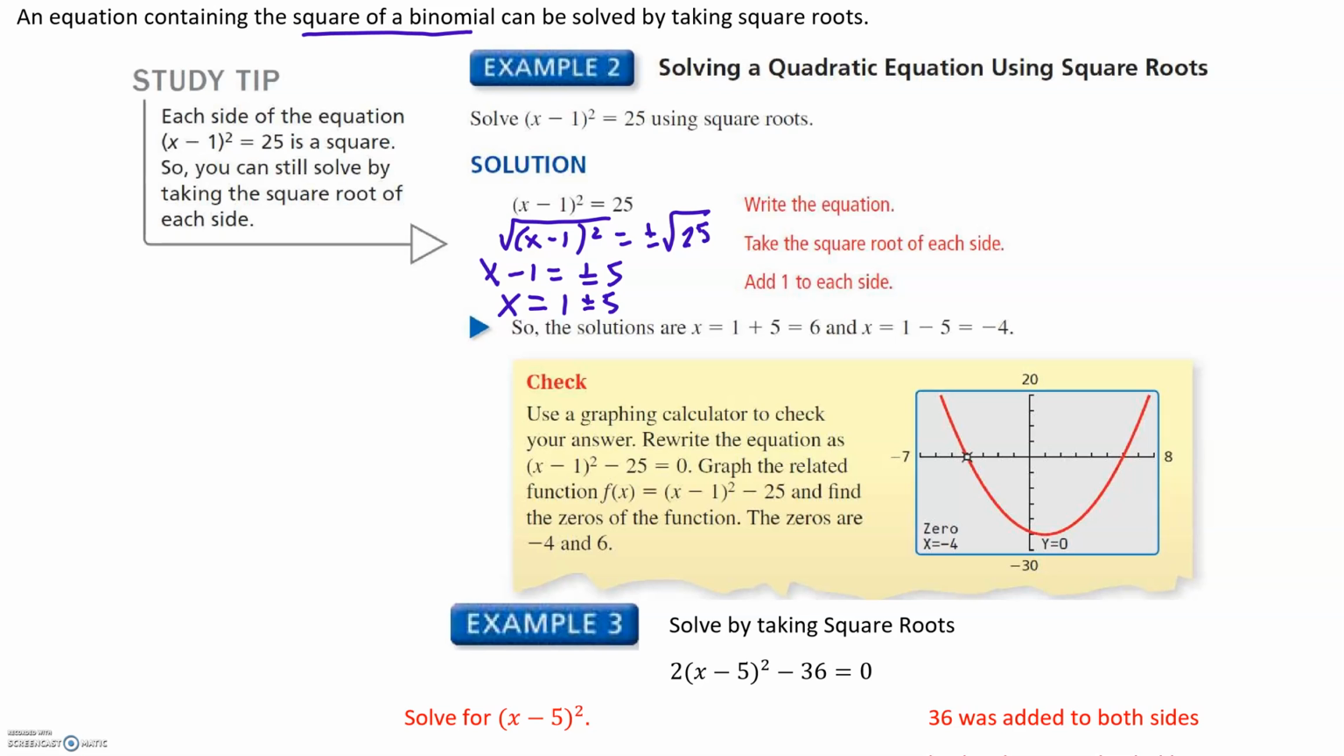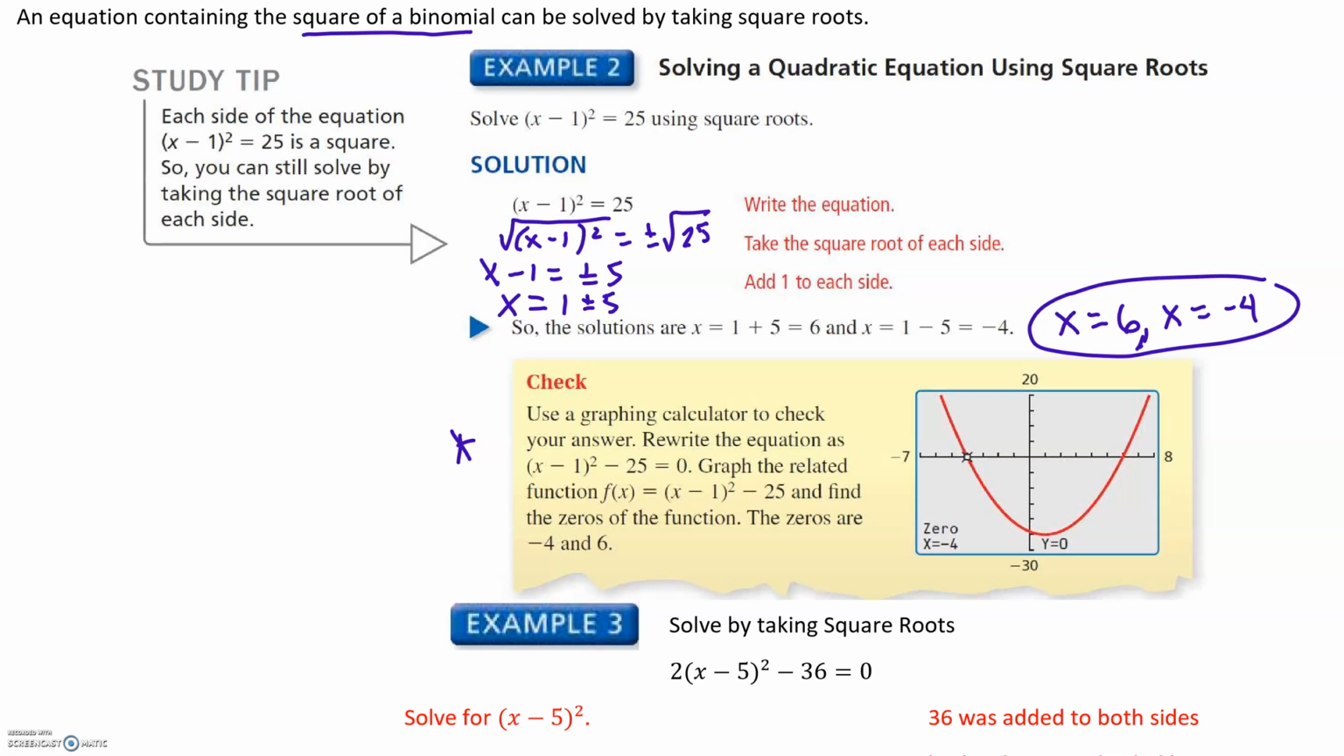Now we're not going to leave it there because we can simplify that. We have two solutions, 1 plus 5, which is 6, and then 1 minus 5, which is negative 4. So those are our two solutions. X equals 6, x equals negative 4. Two solutions.